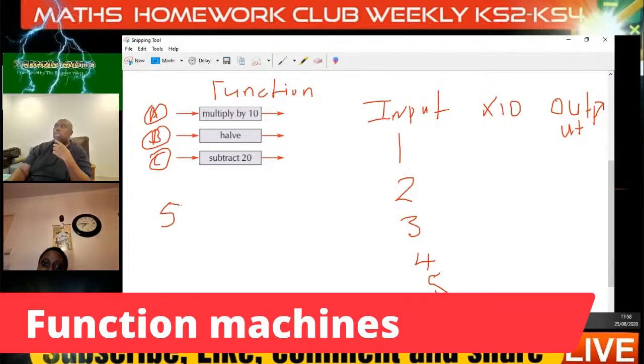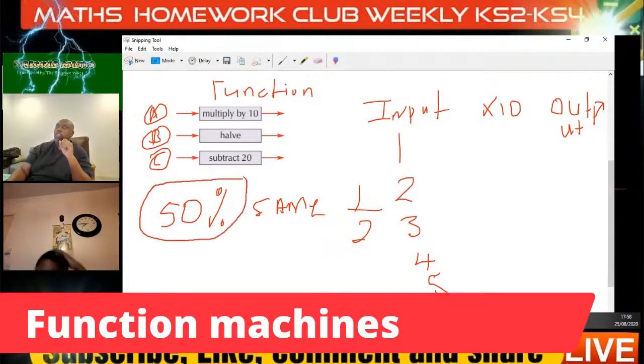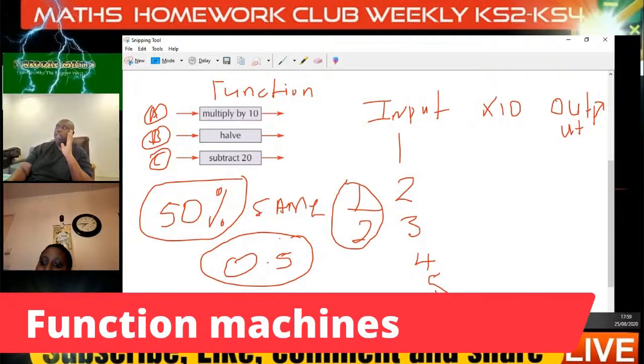Tell me, what is 50% the same as? 50% is a half. Thank you very much. I'm going to add something else to it. That's known as percentage, that's known as fraction, and it's the same as decimal. Decimal is 0.5. All of these are equivalent.